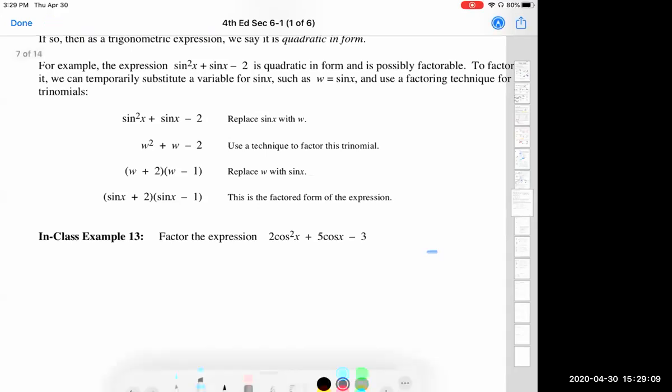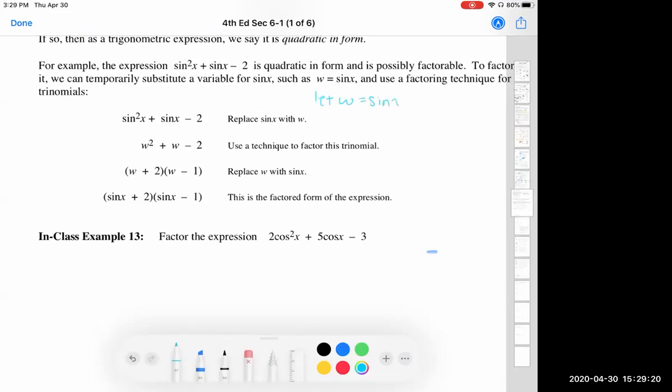So here it's saying, hey, we can take the time and say, let w equal sine x. So we can replace sine x with a w and sine squared x as w squared. Now I can go ahead and factor. If we factor, we're left with this. And then I can take a w and replace it back with sine. So that way I can factor a trig function without getting too overwhelmed.